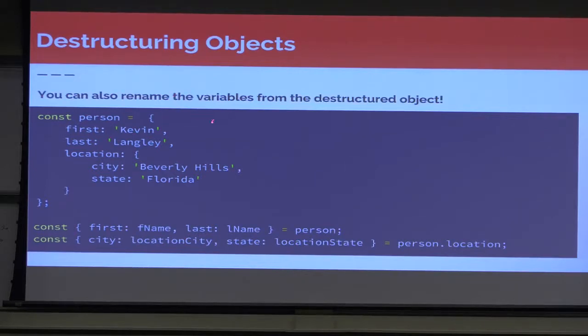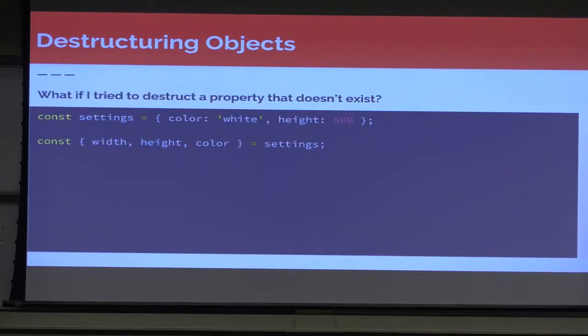And you can also rename the variables of a destructured object. So you're not stuck just with the keys that the object gives you. Say I want my variables to actually be fname and lname, but they're going to come from first and last inside of our object. And same thing here, instead of city being the key, we're going to name it locationCity in our application, and locationState. And those would be the variable names that we would use throughout the rest of our application as we go on there.